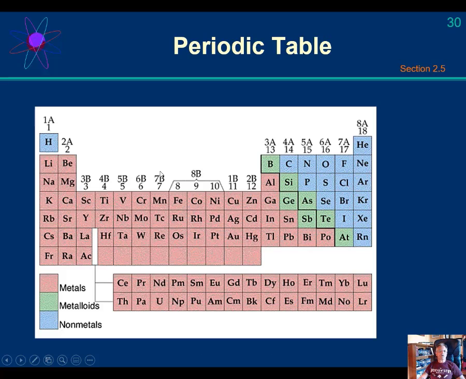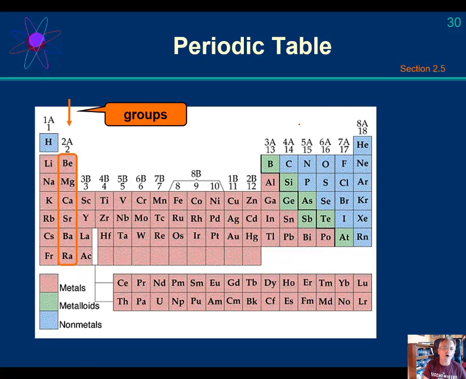And here we are. So the first thing you want to wrap your minds around are what we call groups. These are also called families. So vertical columns are called either groups or families of elements.